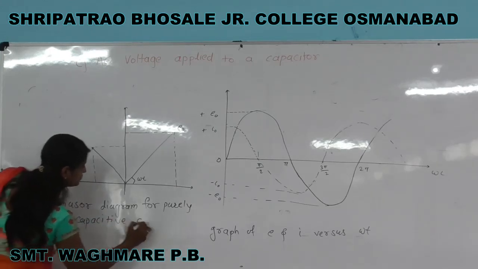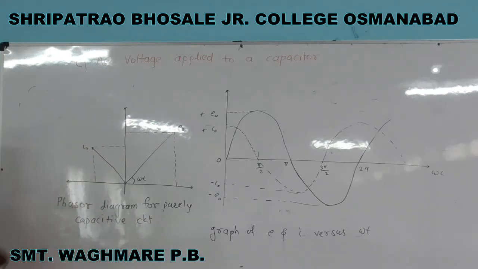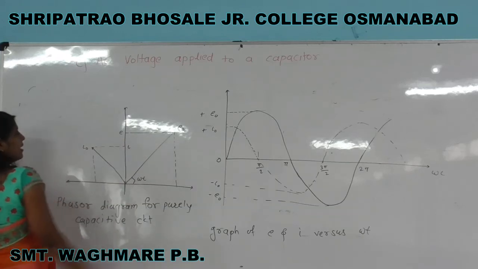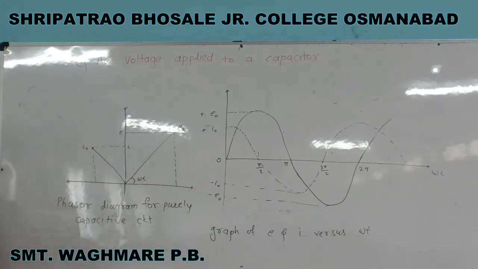कॅपॅसिटिव्ह सर्किट याला फेजर डायग्राम म्हणायचं. हा जो आहे करंट आहे आणि हा I आहे. ओके.